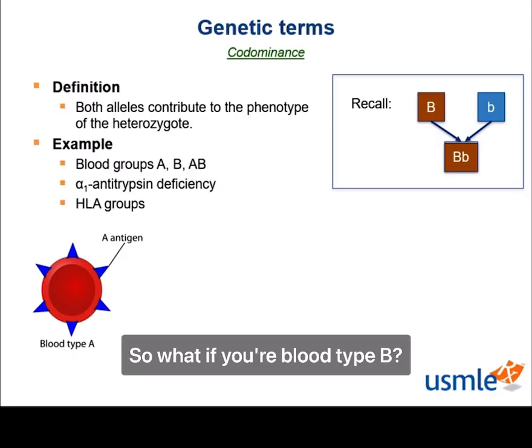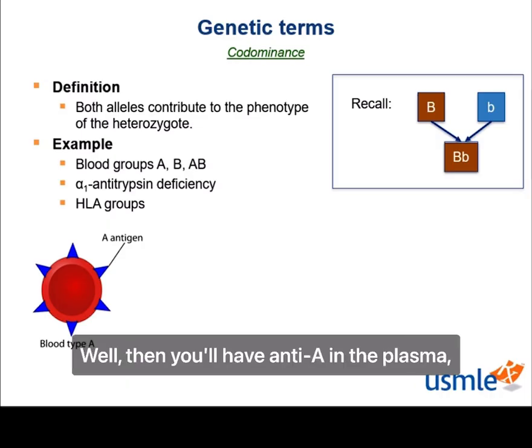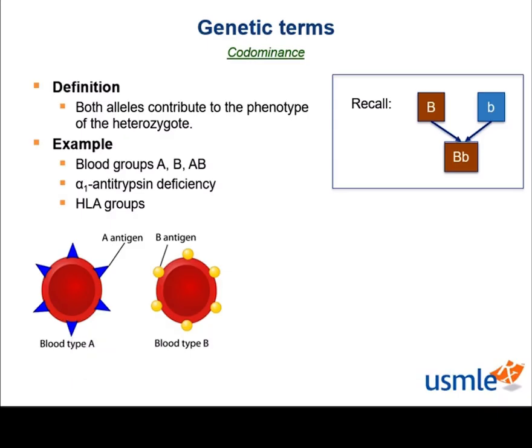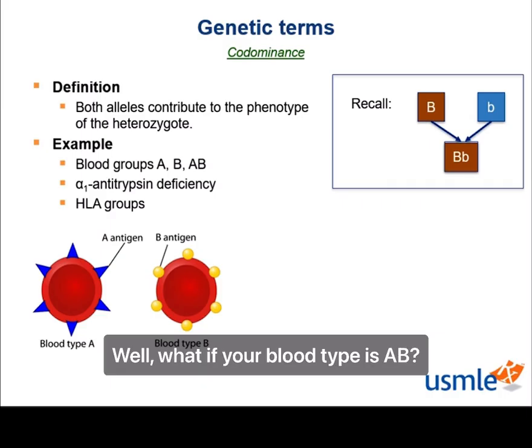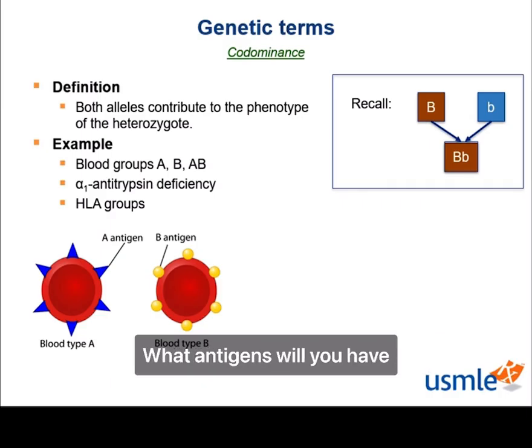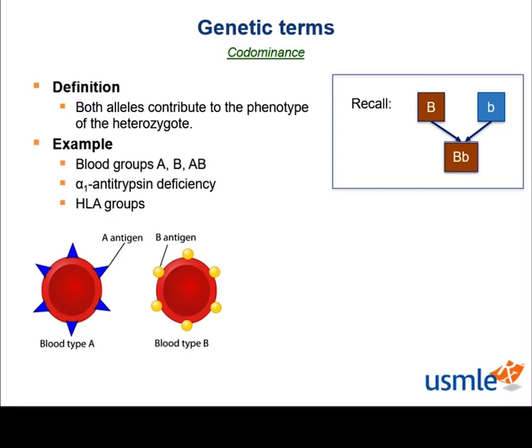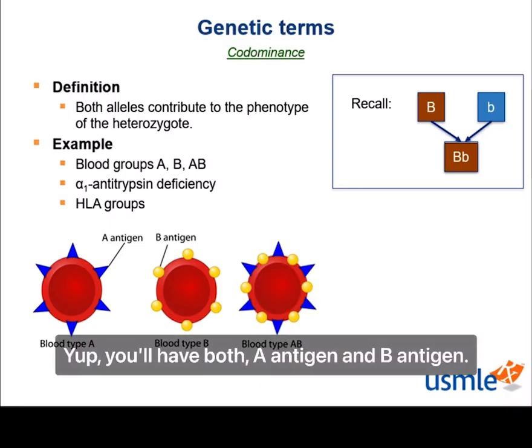So what if you're blood type B? Well, then you'll have anti-A in the plasma and B antigen on the surface. Well, what if your blood type is AB? What antigens will you have on the surface of your red blood cells? Yep, you'll have both A antigen and B antigen. They are both contributing to the phenotype.